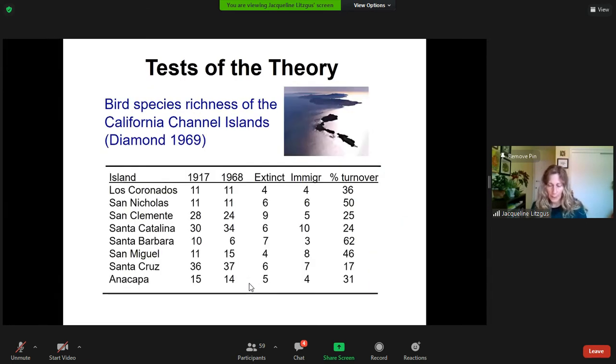Okay, so there's also the work of Jared Diamond. There are a few islands that have been studied over long enough periods to actually test this idea of equilibrium with turnover, right? This idea of a stable dynamic equilibrium.